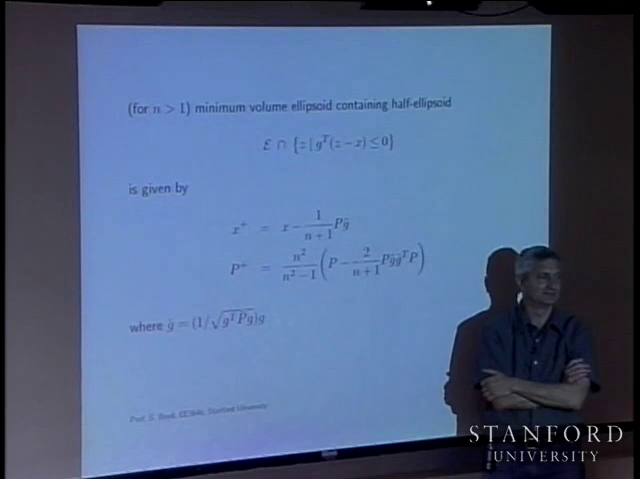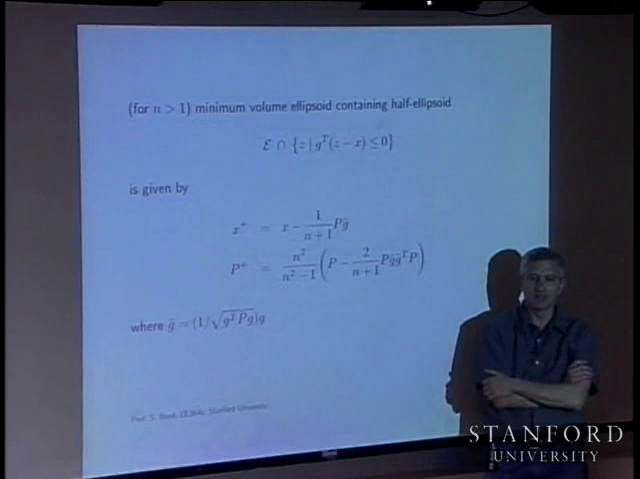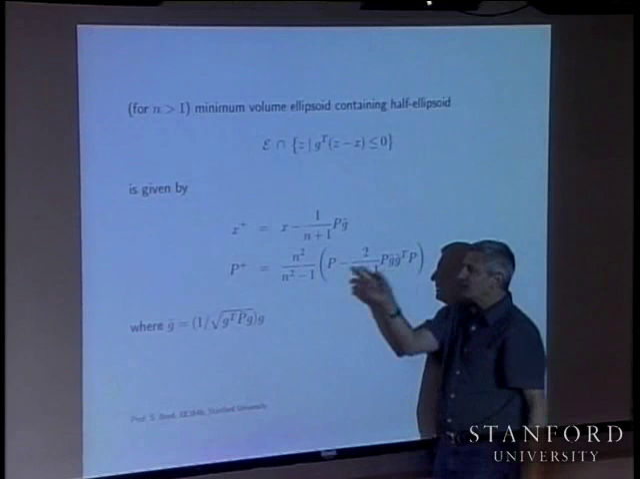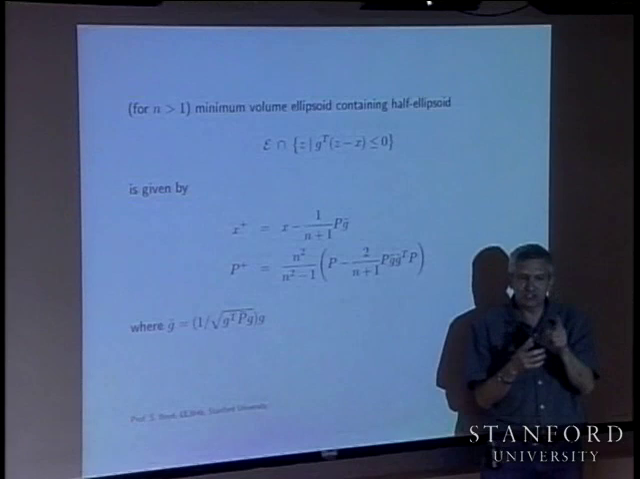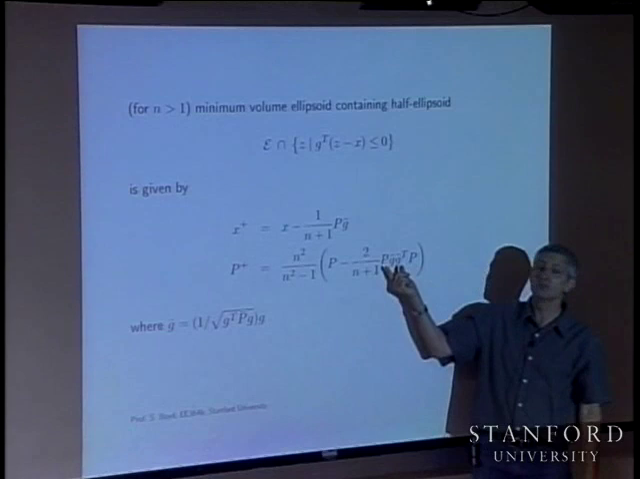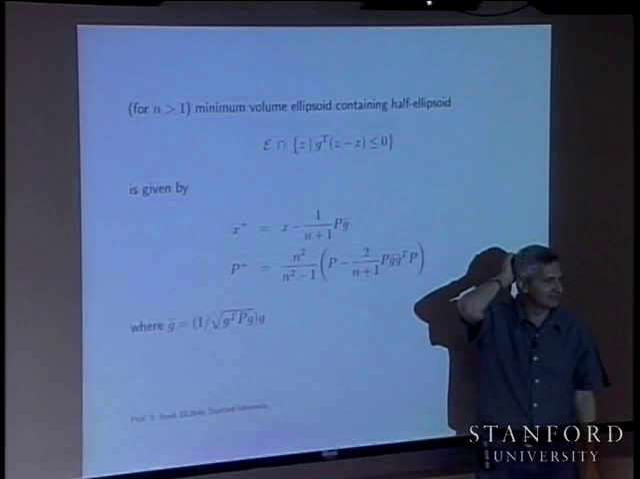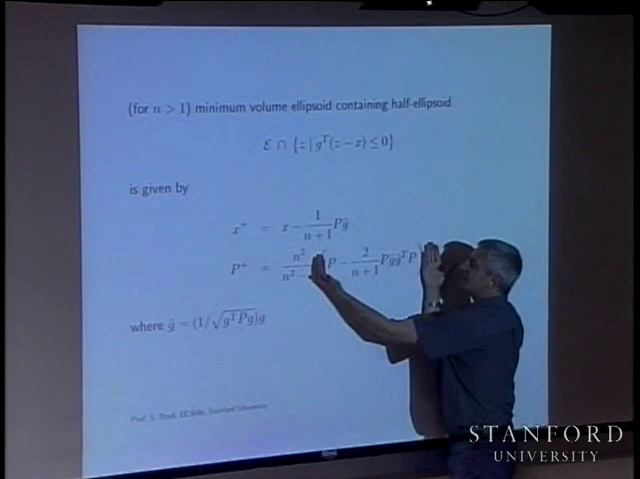You can guess. They must have gotten smaller. That's true. They all got smaller. This matrix is less than or equal to P in the matrix sense, because it shrunk. Actually, it only shrunk in one direction, the direction PG, where G tilde is the normalized thing. But it got smaller. That's the good part, where P gets smaller.